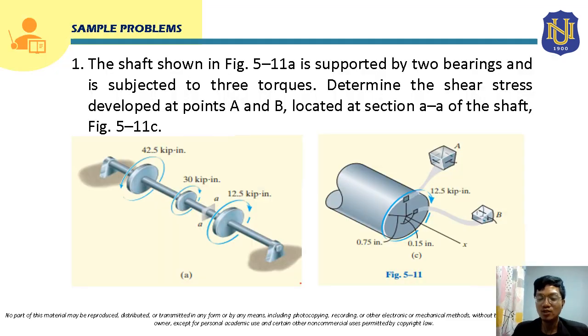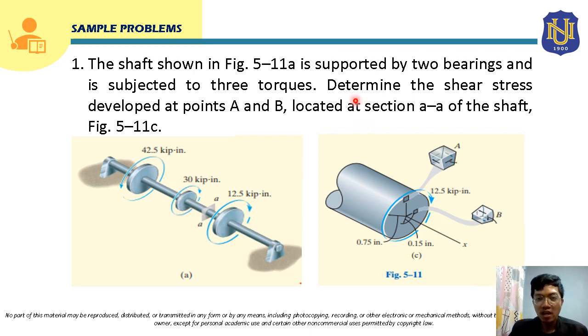Okay, so let's start solving problems here. For sample problem number 1, the shaft shown in figure 5.11A, so this is the figure, is supported by 2 bearings and is subjected to 3 torques. So this is the shaft, and this is supported by this bearing and this bearing. And this shaft is subjected to this torque, this torque and this torque.